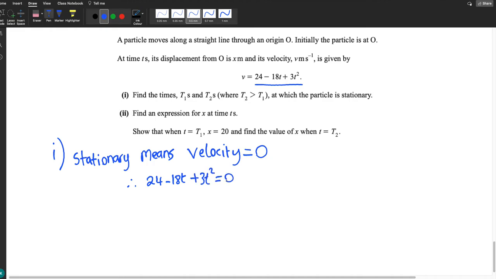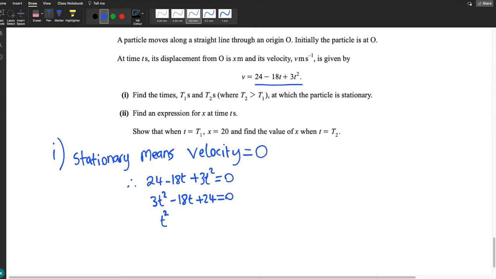Now, I don't know about you guys, but I want to rewrite this in the way that we're kind of used to seeing quadratics, because we've got a quadratic which we need to solve. So I'm going to rewrite it as 3t squared minus 18t plus 24 equals 0. Now, that looks much nicer to look at. When something is good to look at, it makes it easier to work with. Okay, we notice here that there's 3, 18, and 24, which are all divisible by 3, so we can make our lives a bit easier.